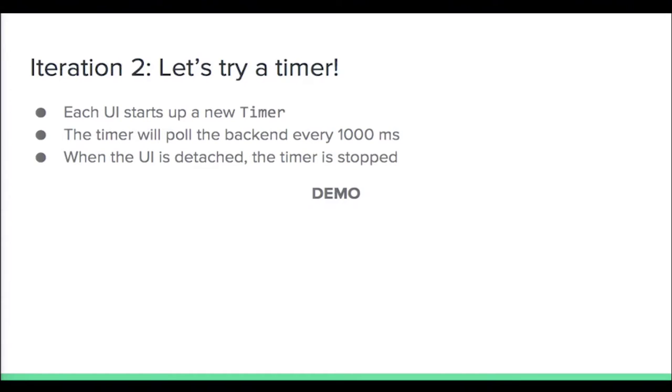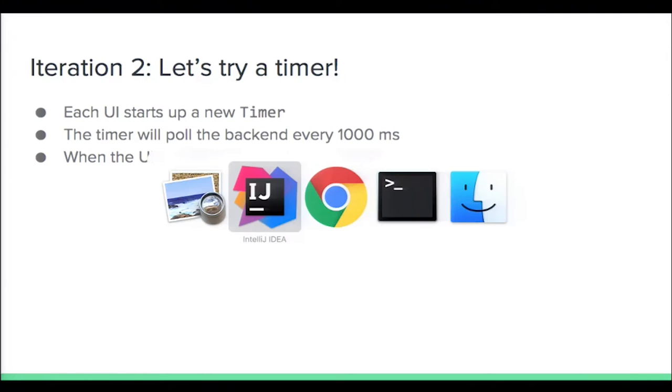So our developer is moving on. He learned that you should never start a new thread. So now he heard about timers. Timers look good, right? So I'm going to create a new one, refactor my UI. I create a new timer for every UI, and then I'm going to pull the backend every 1,000 milliseconds. And when the UI is detached, the timer is stopped.